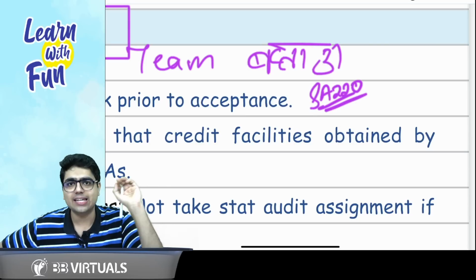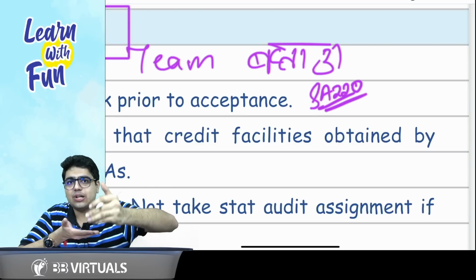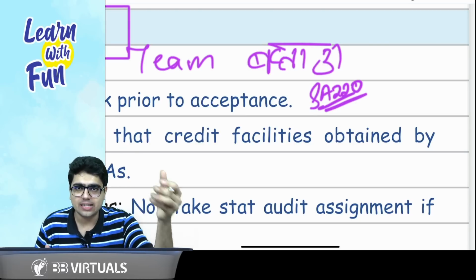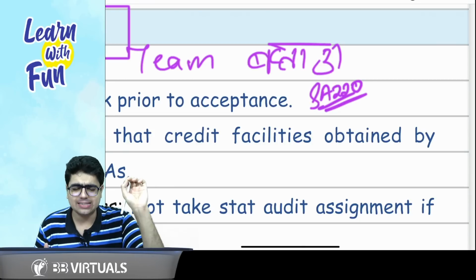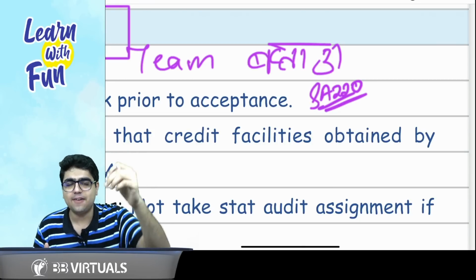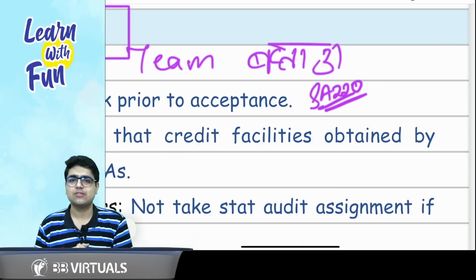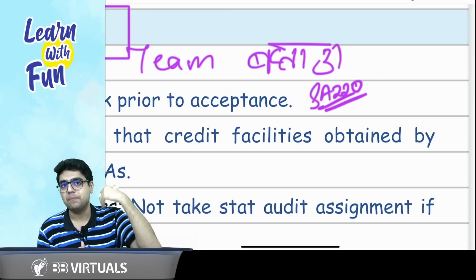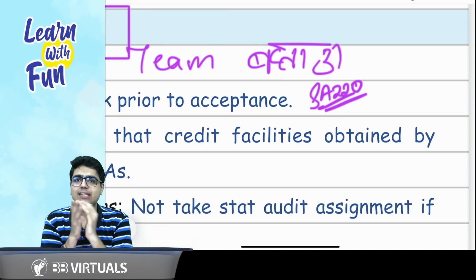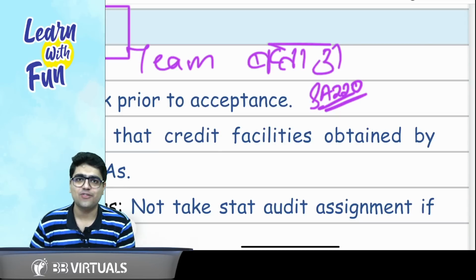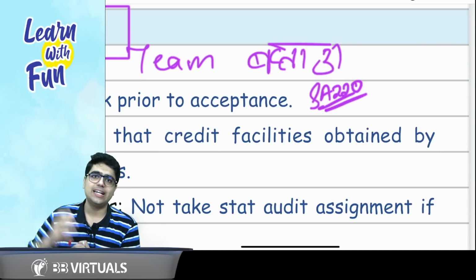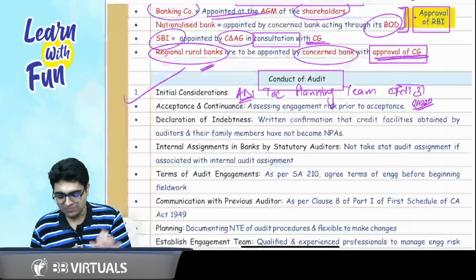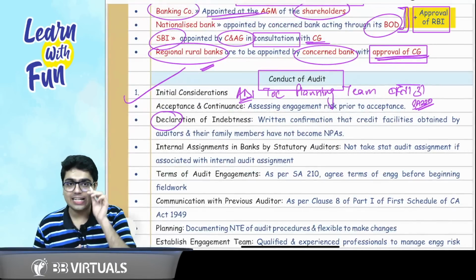E for ethical requirements, relevant ethical requirements to be complied with by the engagement team before accepting the audit and after accepting the audit. C for competence, capability, time and resources. Whether the engagement team has competence, capability, time and resources to complete the audit effectively. And then comes integrity, integrity of the client, owners, principals and TCWG. Very good, Jaya. Very good, Sanya. Too proud of you.